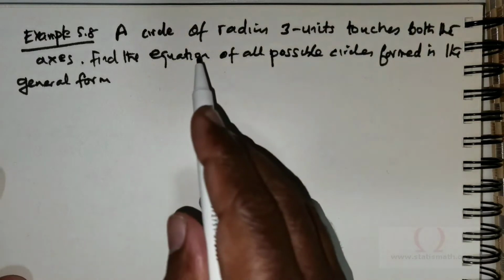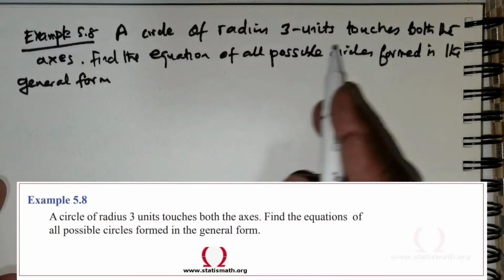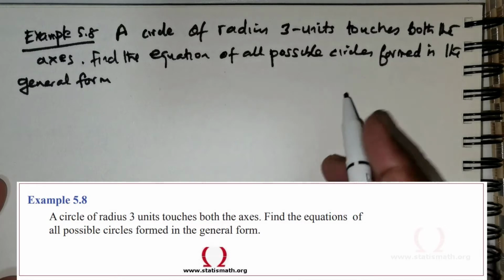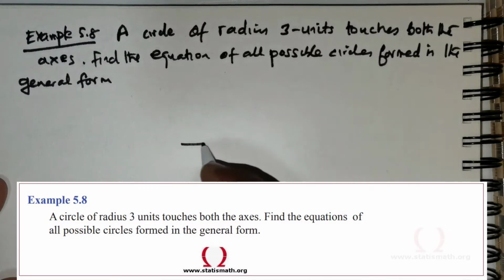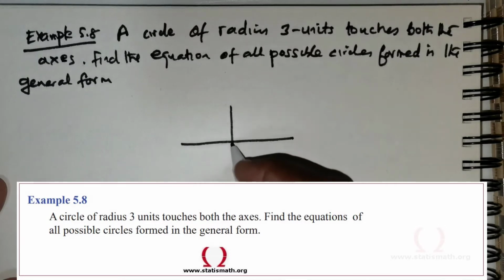Students, we are given this question. A circle of radius 3 units touches both the axes. Find the equation of all possible circles. So let us try to visualize this question.